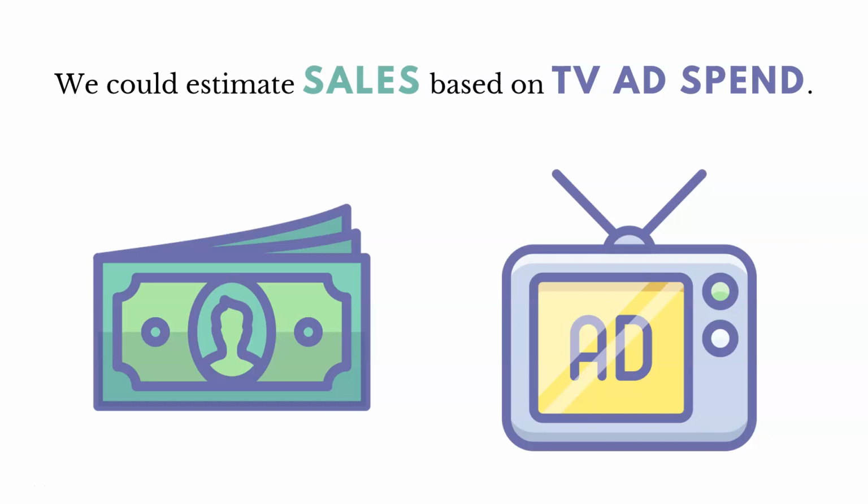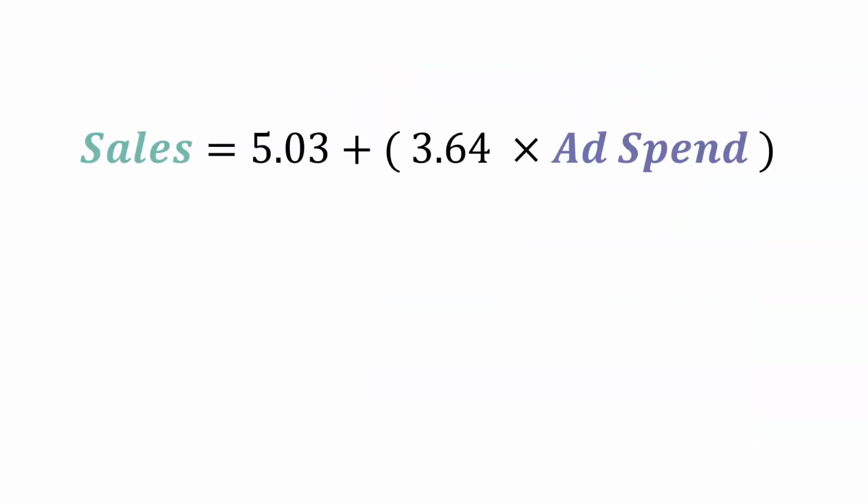Oftentimes when we perform regression, we generate an equation. And in this case, it could look like this. Sales, what we're trying to predict or estimate, is equal to a y-intercept, 5.03 in this case, plus a coefficient times the input or the independent variable, in this case, ad spend. So if we were to spend $1,000 on ads, we could multiply it by the coefficient, 3.64, and then add 5.03, the y-intercept, to give us the estimated sales. Now let's move over to Microsoft Excel and give this a shot.